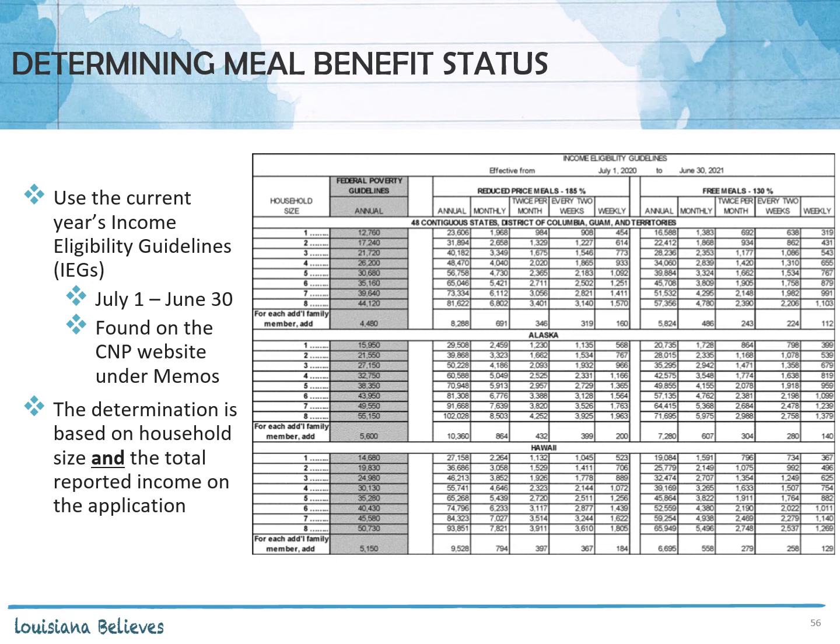Here's a screenshot of IEGs from July 1st of 2020 through June 30th of 2021. You can note that it shows income limits for free and reduced price meals eligibility per household size. They also present the income limits annually, monthly, twice per month, every 2 weeks, and weekly.